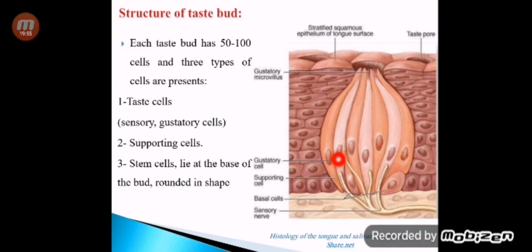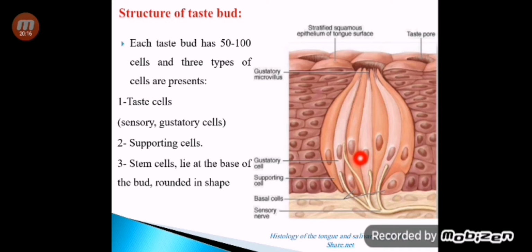This is the taste cell, also named gustatory or sensory cell, that has microvilli on their apical surface which project through the taste pore, the opening through which these microvilli project onto the tongue surface to receive the food particles.